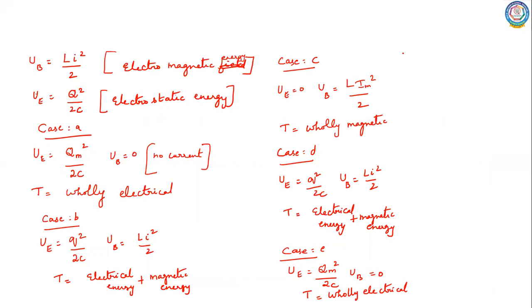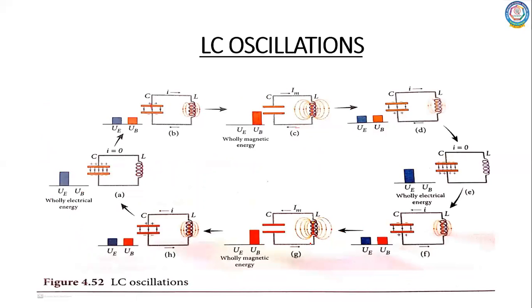Okay, clear? Now look at the next diagram. What is happening here? Now again the same process will be repeated. Whatever we started here, we have reached the exact opposite. Now once again the process will take place and finally reach this position.